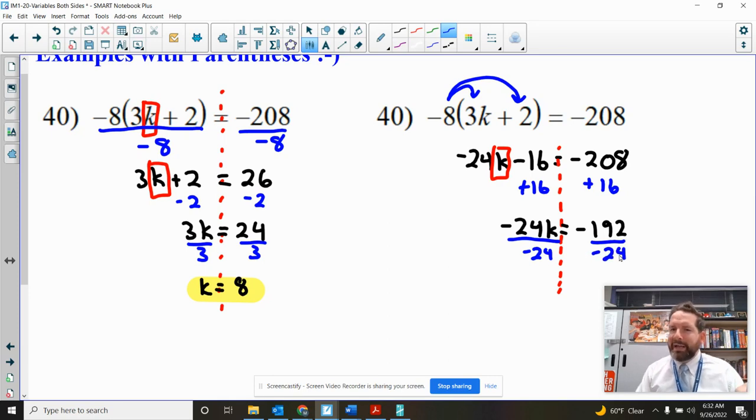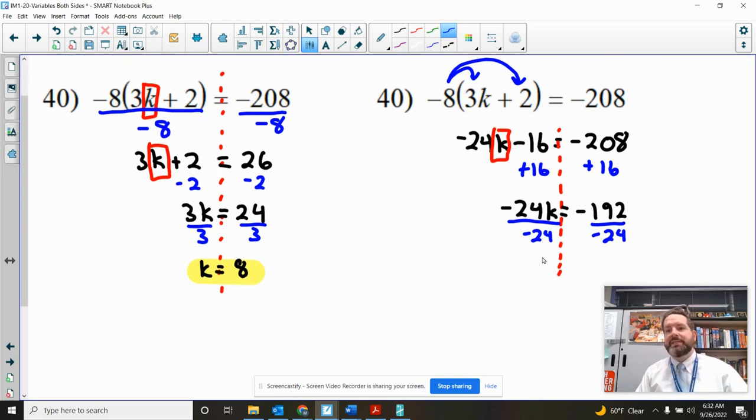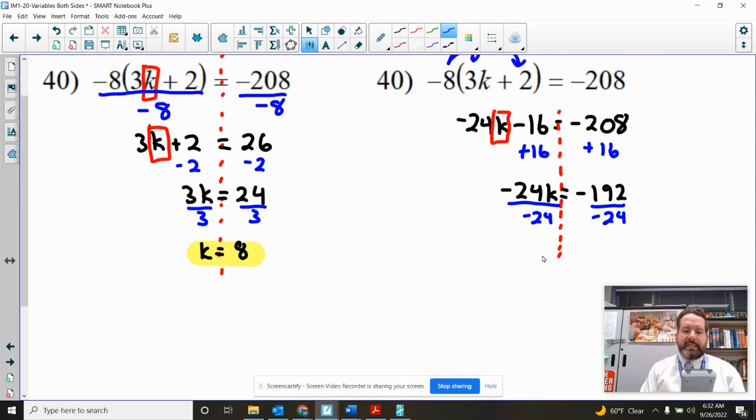There's a pattern here, right? When it's a number times the k, when they're right beside each other, you finish by dividing by whatever that number is. So -192 divided by -24, oh, look at that, ends up being 8, which we knew it should be.